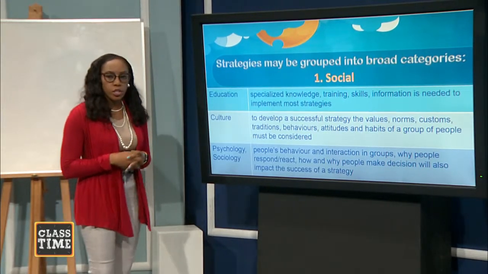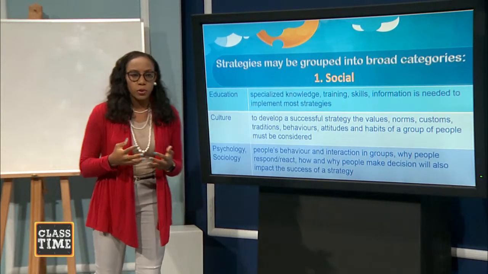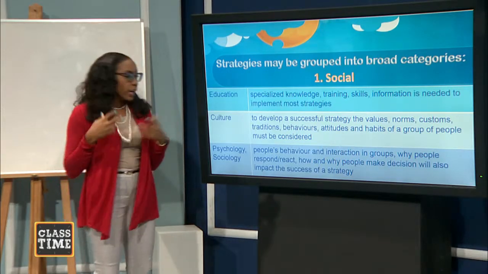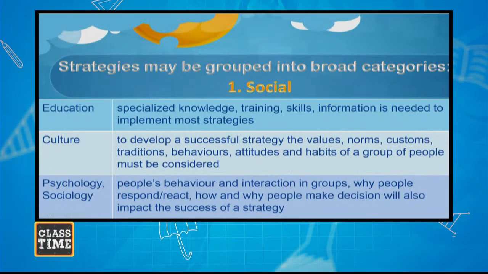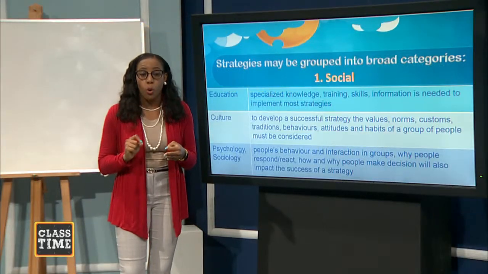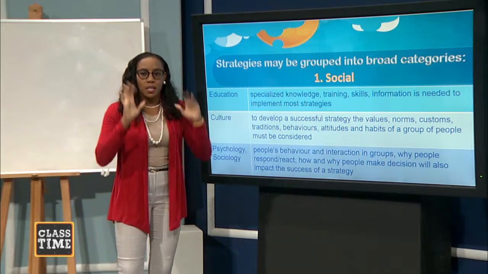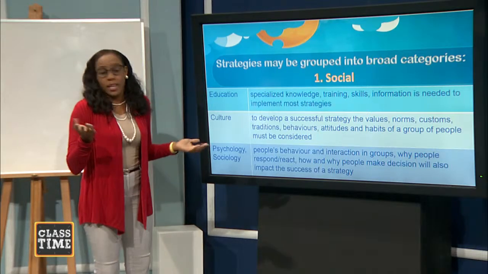Another social perspective that we would like to take things from quite a bit in social studies is that of psychology or sociology perspective, right? In this regard, we think about persons' behavior. We think about their interaction in groups, why people respond, react, and how or why people make decisions will also impact the strategy, right? So we have to think about these things. So we said social, education, it can be cultural, and it can also be that of psychological or sociological, all right? So what is the other heading or other headings?